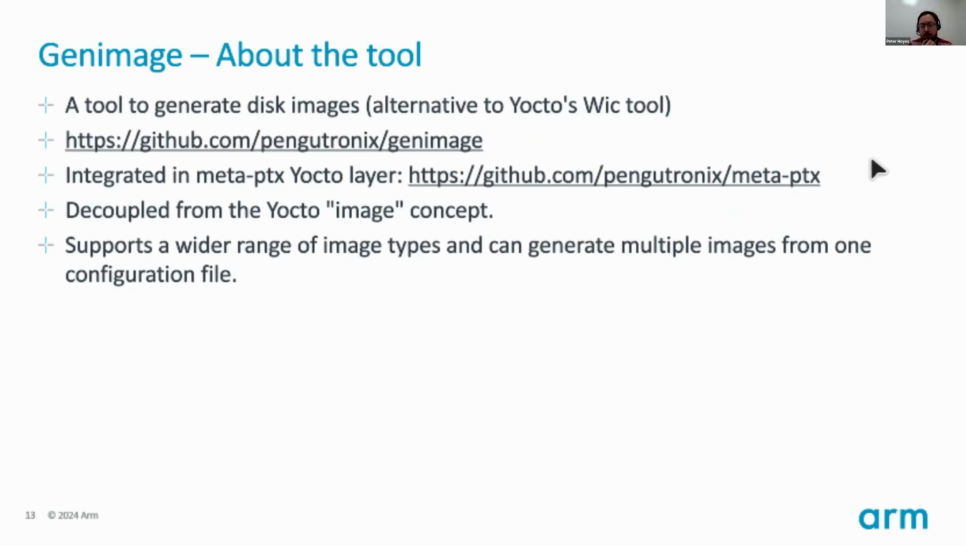The Arm Automotive Solutions 1.1 is based on Scarthgap, so we depend on meta-ptx Scarthgap. I understand that as of Styhead, the GenImage package now lives in meta-oe, and that Pengutronix, I think, are working on upstreaming the BB class as well. And yeah, we'd love to see something like this in OEQA one day. I think this is an area where maybe Yocto could use some better abstractions.